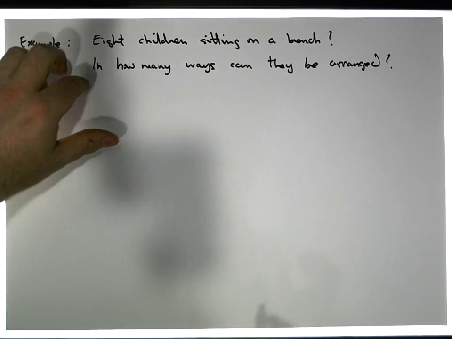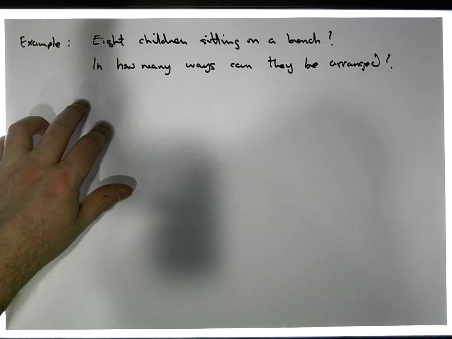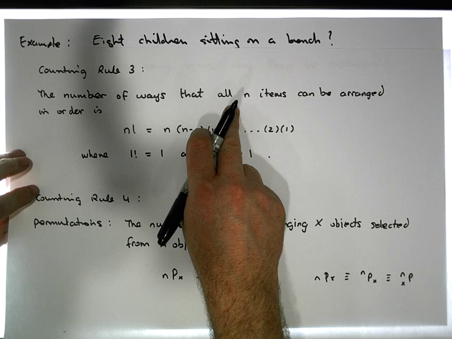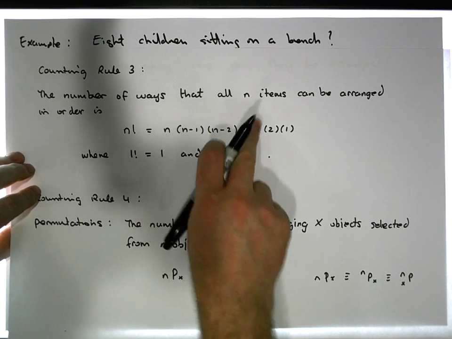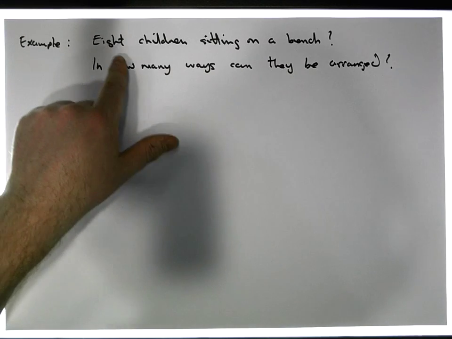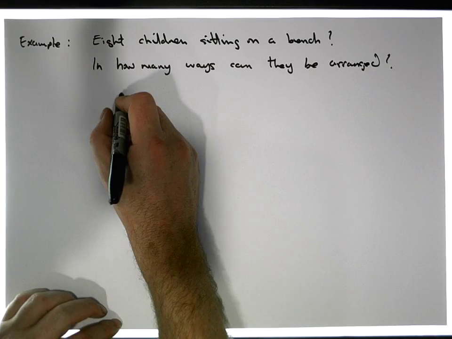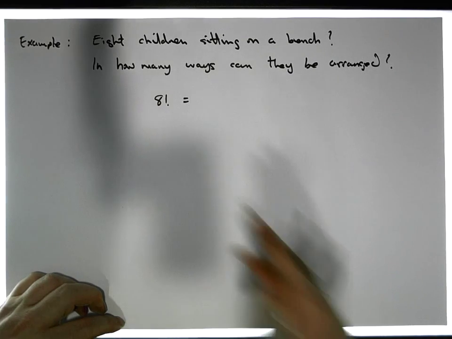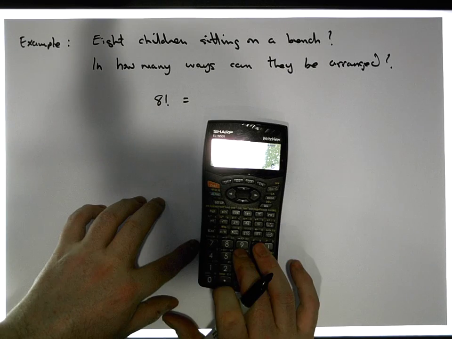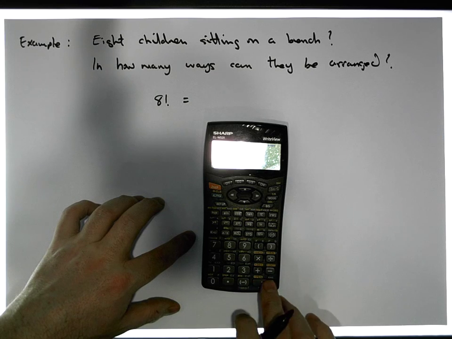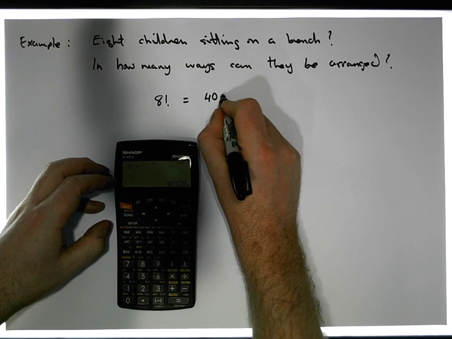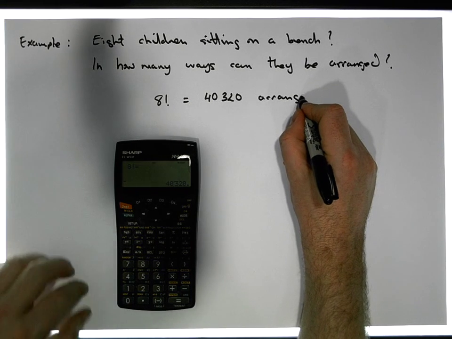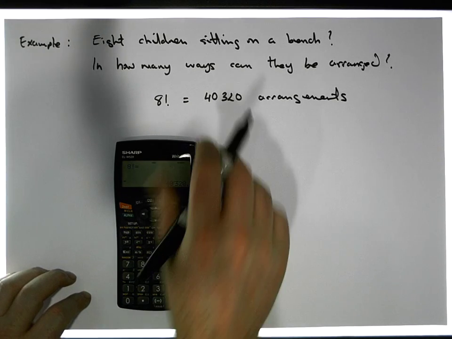Once again, there's 8 people and we want to arrange them all. So this is counting rule 3. When we use all the objects, and every single object is used out of the collection, it's simply n factorial. We have 8 children, and they all need to be arranged, so the answer is going to be 8 factorial. Using the factorial function on my calculator gives us 40,320 different arrangements with respect to those 8 children.